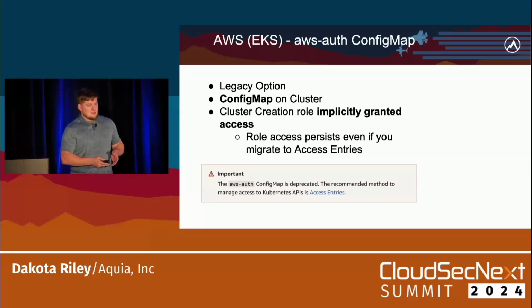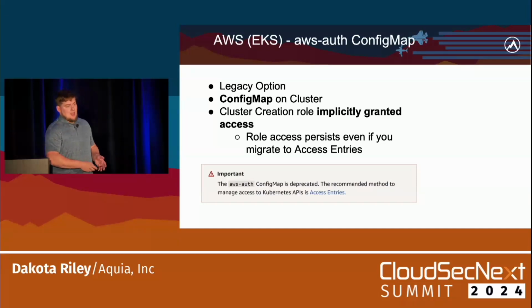The way this works, it uses what's called a config map, which is another type of Kubernetes resource that's just designed to store configuration data. It's on the cluster, it's in the kube-system namespace, and it stores mappings of AWS IAM principals to subjects, group names of role bindings.